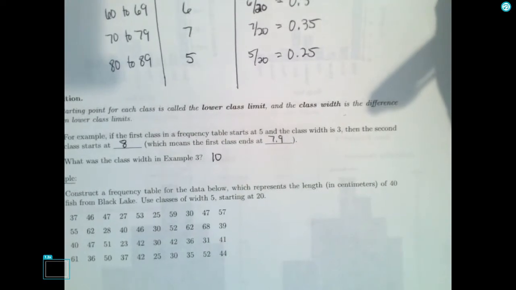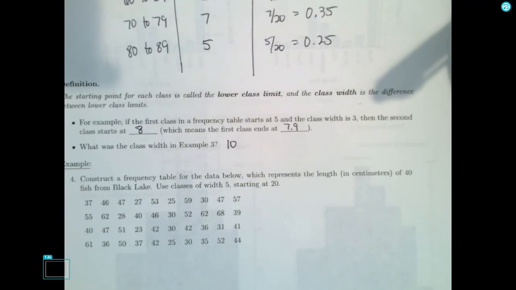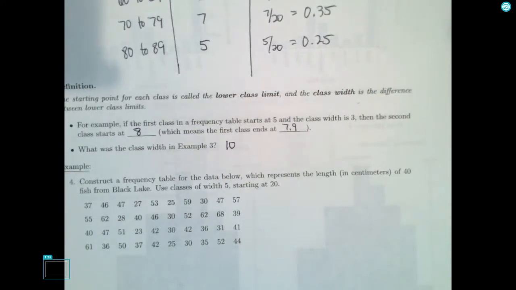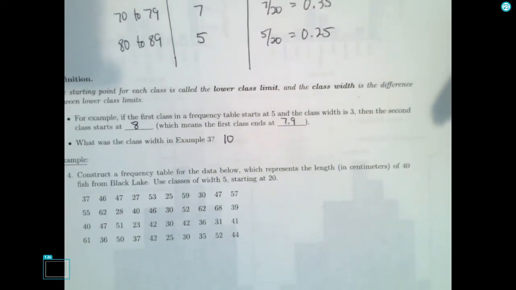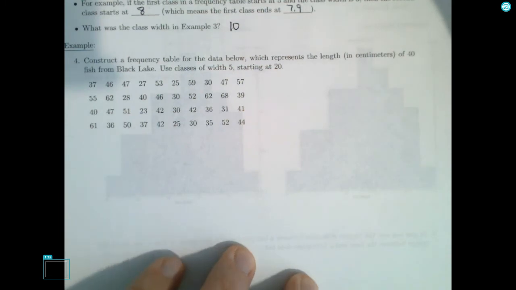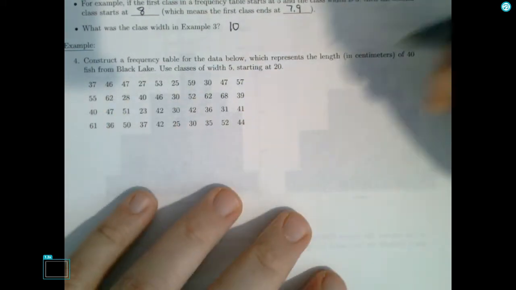Okay, so my advice, if you're given a problem where they tell you what class width to use, would be to fill in all of the lower class limits first, and then come back and fill in the endpoints for each class. So let me give you an example of that. This says construct a frequency table for the data below, which represents the length in centimeters of 40 fish from Black Lake. Use classes of width 5 starting at 20. So the class width is 5 and our starting point is 20. So we're going to separate this into classes.